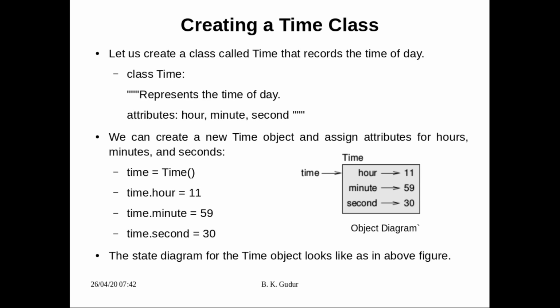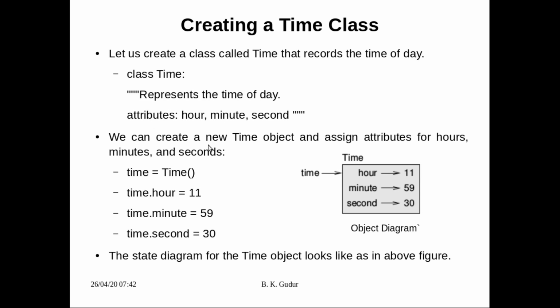First we are going to create a class called Time. So let us create a class whose name is Time that records the time of the day. This is a docstring which tells what type of class this is. This class is going to represent the time of day, and here we are going to use three attributes because time has three attributes: one is hour, second is minute, and the third is second.